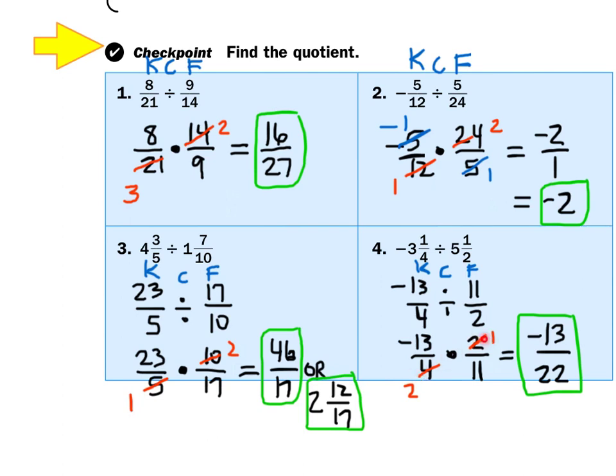And then look at the 4 and the 2. They can be reduced. So let's divide by 2. 4 divided by 2 leaves us 2. 2 divided by 2 leaves us 1. And now multiply straight across. Negative 13 times 1 gives us negative 13. 2 times 11 gives us 22.